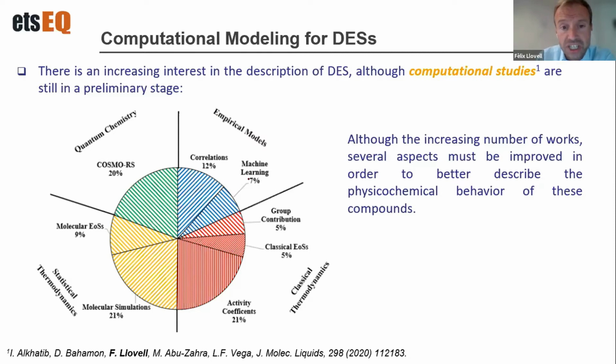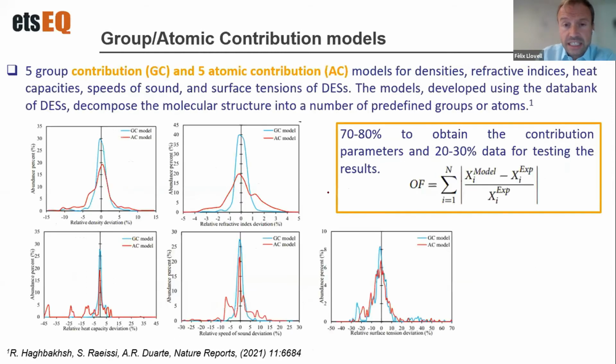on correlations or machine learning, which is an increasing field of interest, towards classical thermodynamic methods using classical equations of state, activity coefficient models, or group contribution approaches, statistical thermodynamics based on molecular simulations or molecular-based equations of state, and quantum chemistry, which can be related to COSMO and other types of studies related to quantum calculations. In this regard, I just want to highlight some examples before going to particular applications.